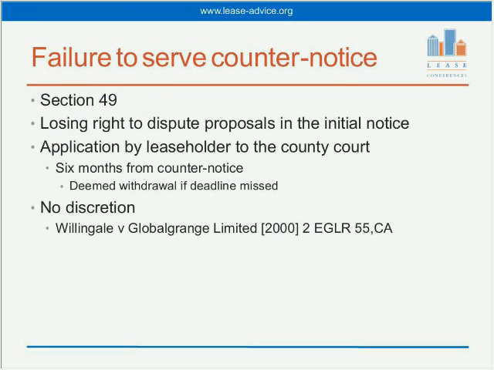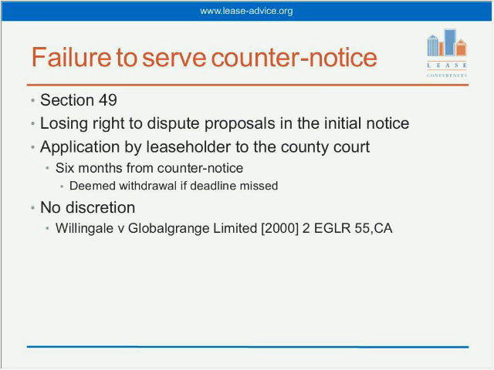As I indicated earlier, if the landlord fails to serve a counter notice in time or at all, they lose the right to dispute the proposals in the Section 42 notice. An application can be made by the leaseholder to the county court. There's a 6 month deadline from the date of the counter notice to make that application to the county court. If they don't make that application in time, there's a deemed withdrawal.